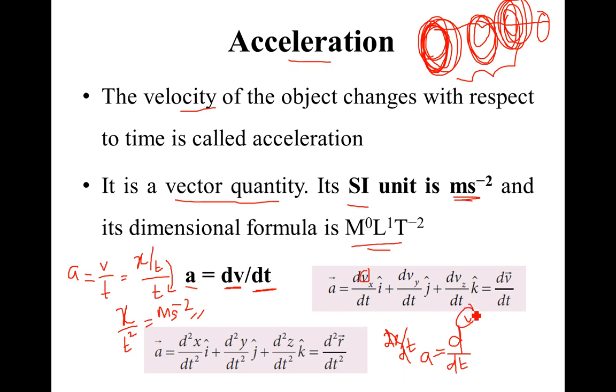Instead of this v, I am going to write change in displacement by change in time. So what you have is d by dt of dx by dt. Multiplying this, you get d square x by dt square. This means if you have the position value x and differentiate it one time, you get velocity. If you differentiate the same position two times with respect to time, it becomes acceleration.